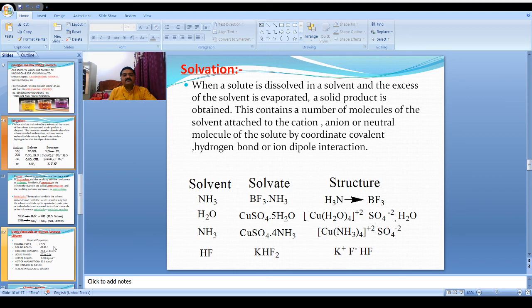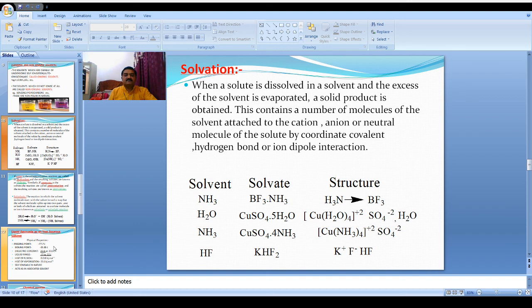Here ammonia is used as a liquid solvent and forms the complex H3N→BF3. The arrow comes from nitrogen, which has a lone pair of electrons, and it is able to donate the lone pair to the boron of the BF3 molecule, which is an electron-deficient center, and they form the coordinate covalent bond.